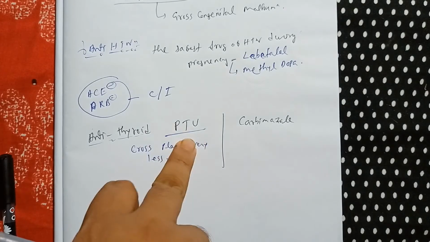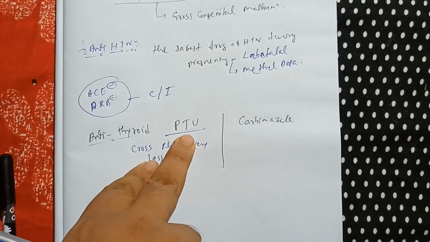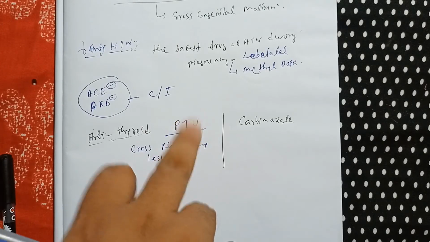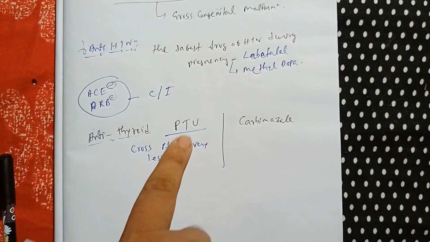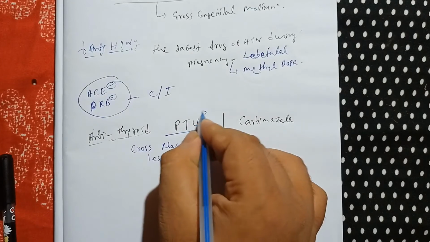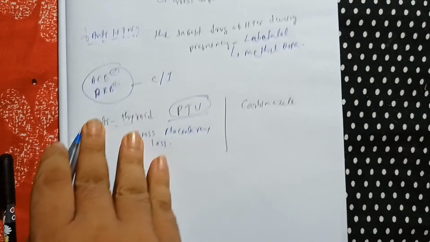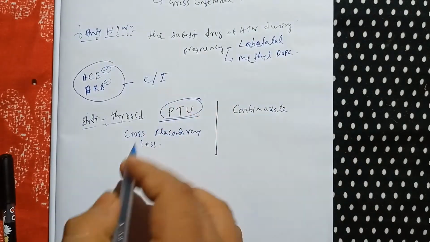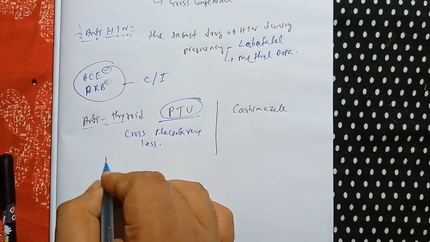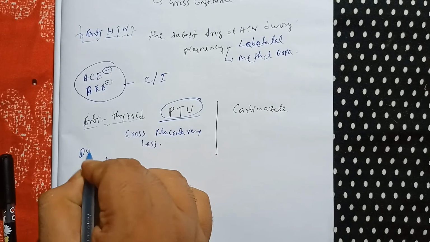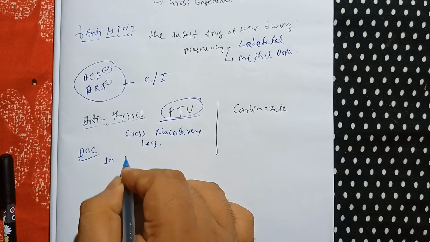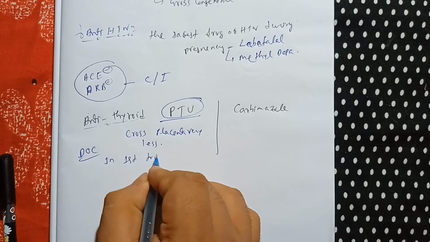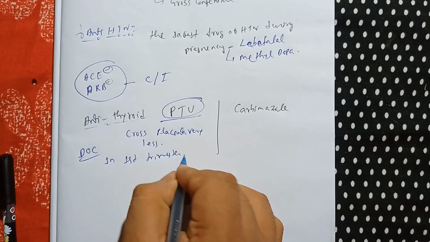Okay. Now PTU stands for propylthiouracil. I am repeating again, propylthiouracil. Okay. Now the drug of choice: PTU is the drug of choice in the first trimester. So we can use PTU in the first trimester. First drug of choice in the first trimester.